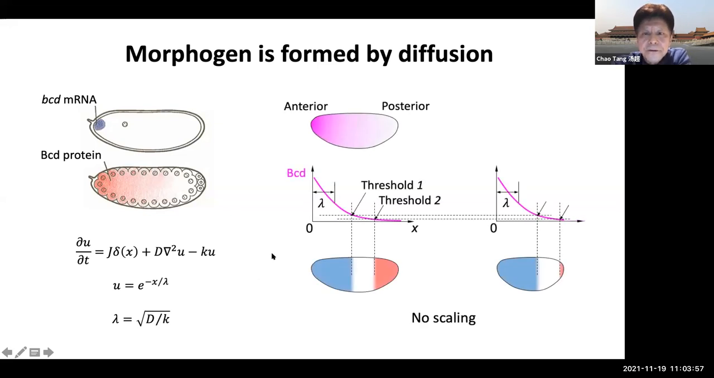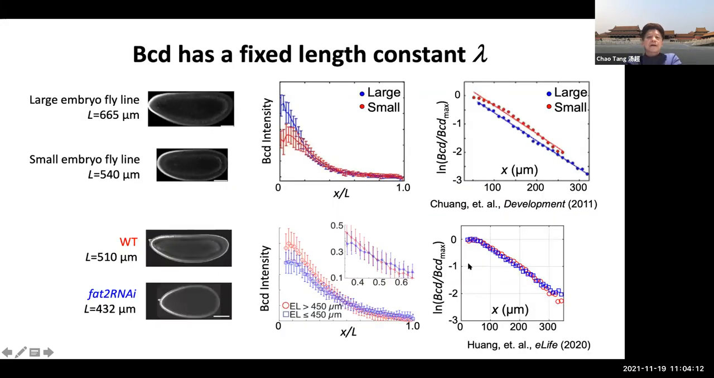Because it's formed by diffusion, it has a fixed length scale, and this has no scaling. So larger and smaller embryos cannot develop in proportion. So that's obvious. But Drosophila seems to overcome this problem.